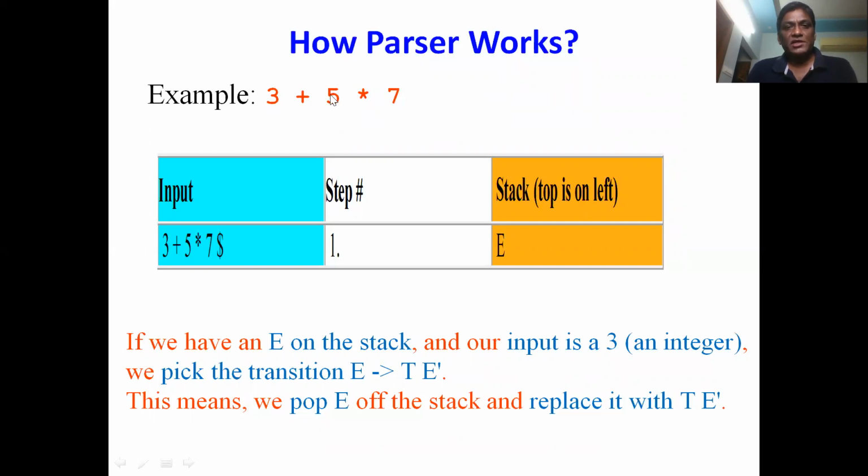Plus operator, integer 5, star operator, integer 7. I think all the tokens are valid, and I think it is syntactically correct also. So the parser should successfully parse this corresponding string. Okay, let us start the process.